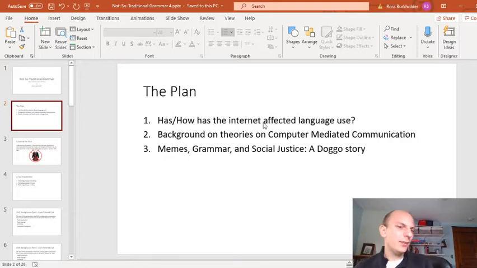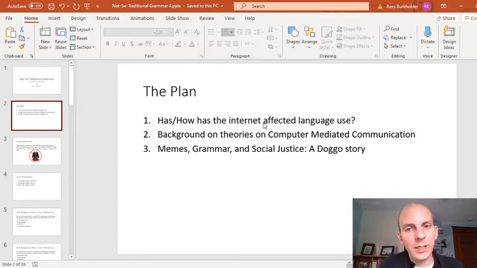The plan in more concrete terms here, I want to talk about three things in this order. First, I want to very briefly revisit a topic that we talked about in the last episode of Not So Traditional Grammar, which was how has technology and the internet in particular affected language change? So we're going to look at that just in a second.